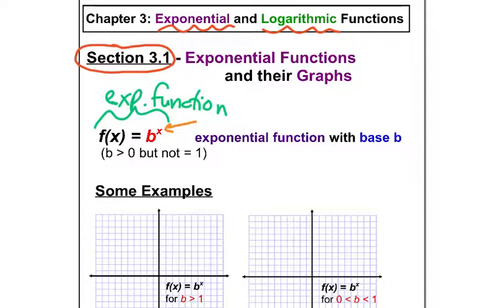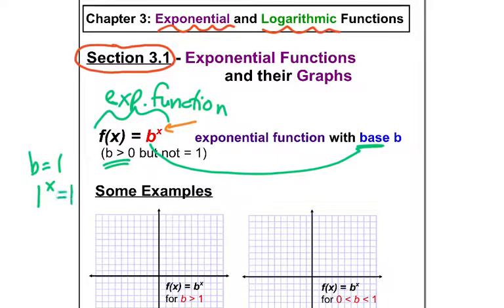Now the b actually does stand for base, and that's basically what you're multiplying by every single time. So the base does have to be a positive number, greater than 0, but just not equal to 1. Because if your base was equal to 1, it wouldn't really make a lot of sense. It would just be 1 raised to the x power, and it doesn't matter what you plug in for x, you're always going to get 1 out. So we say the base cannot equal 1, but it needs to be a positive number.